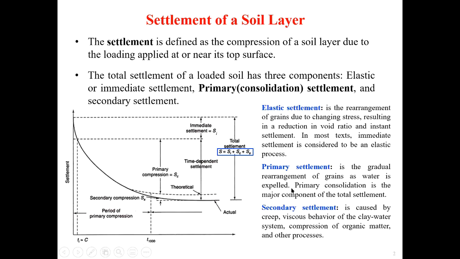In this lecture, like I said, we mainly talk about primary settlement, but basically you need to know the total settlement is roughly the sum of the elastic settlement, primary settlement, and secondary settlement. And primary settlement, as you can see from this chart, is the main settlement of a soil layer.